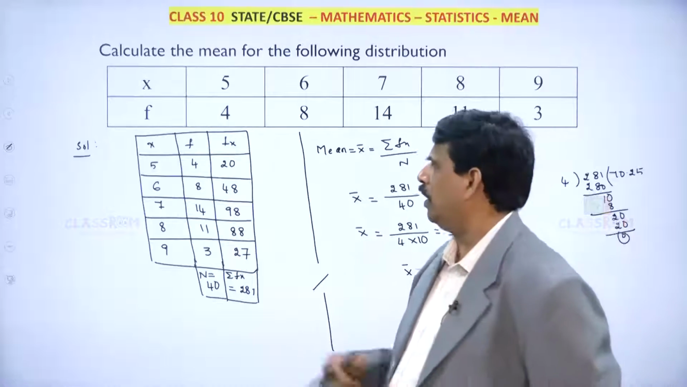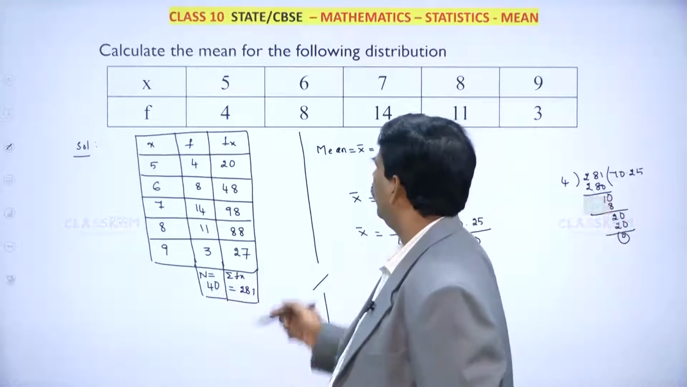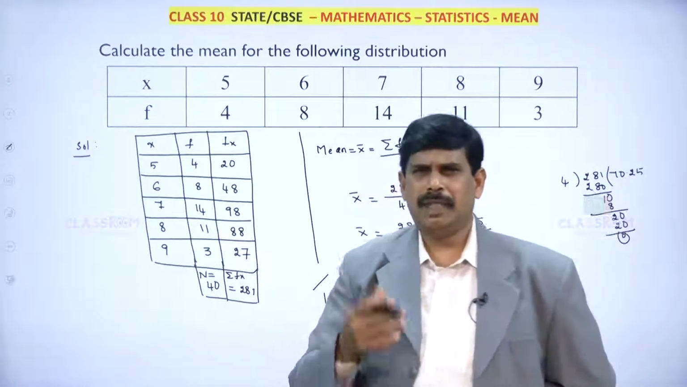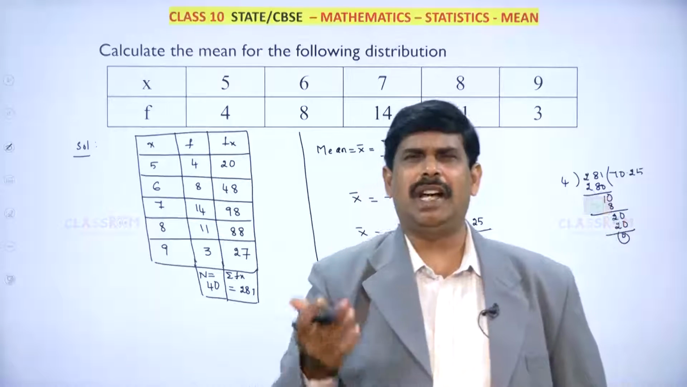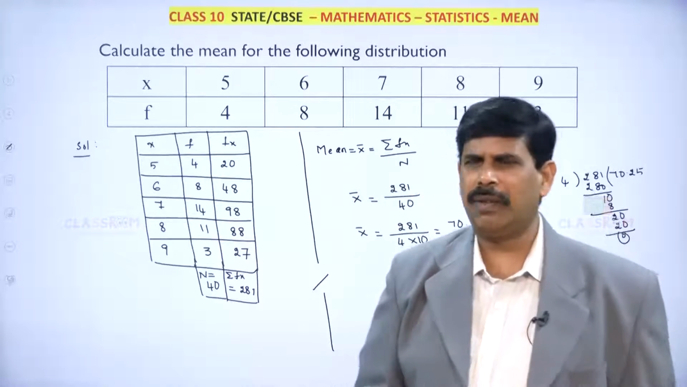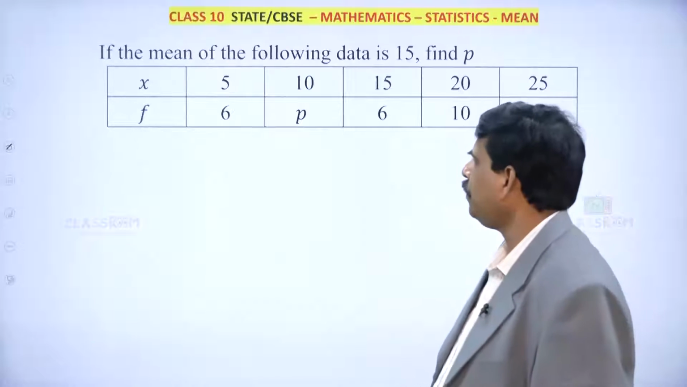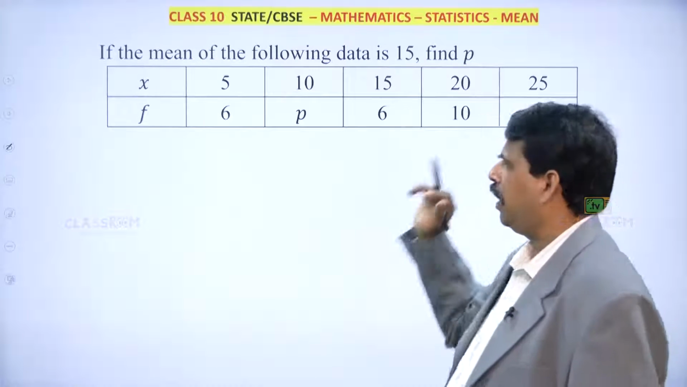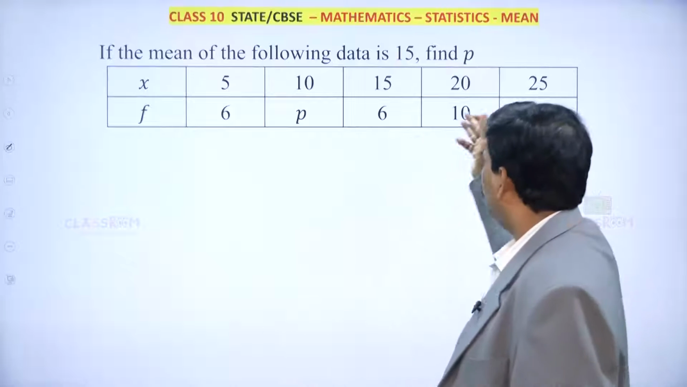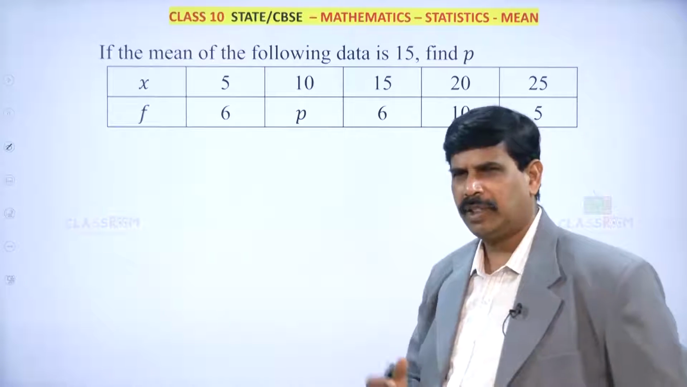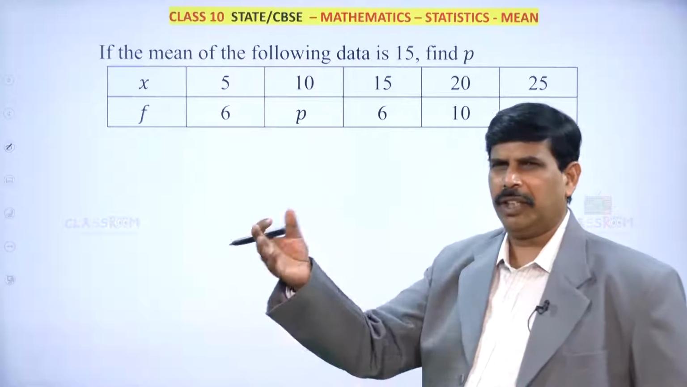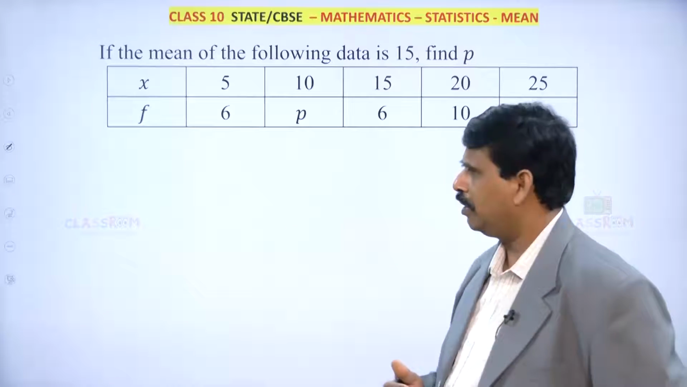Sometimes what they will do children, they will give the mean. One of the frequency they will miss, and they will ask you to find it. Let us see what this is. If the mean of the following data is 15, find the value of P. Same as we just expected, one of the frequency is missed.